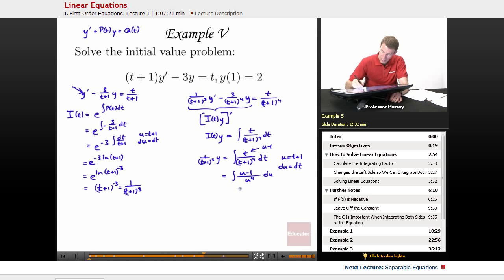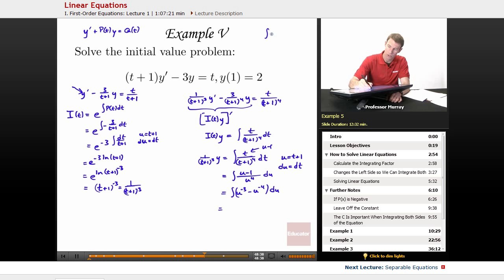4th. And so I can separate that out into u over u to the 4th, which is u to the negative 3, minus u to the negative 4 du. And now I can integrate using the power rule.